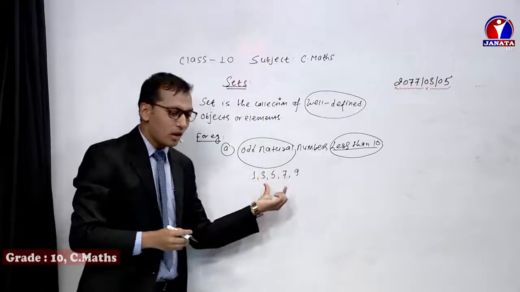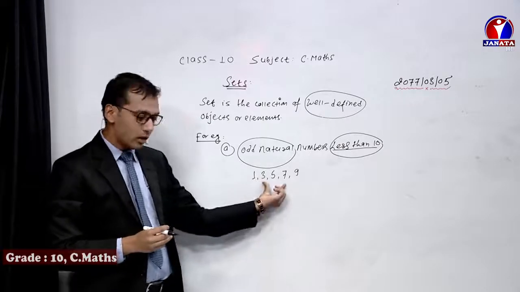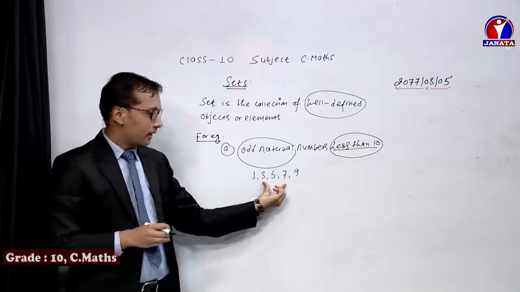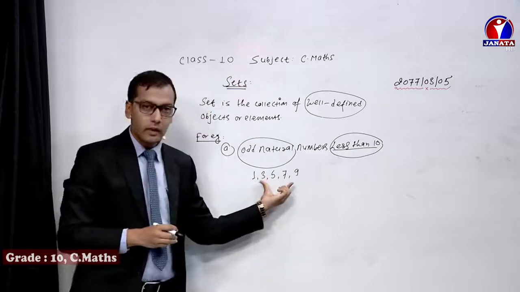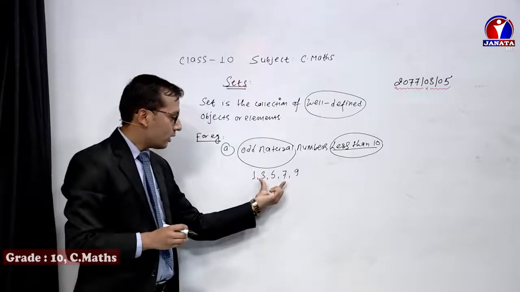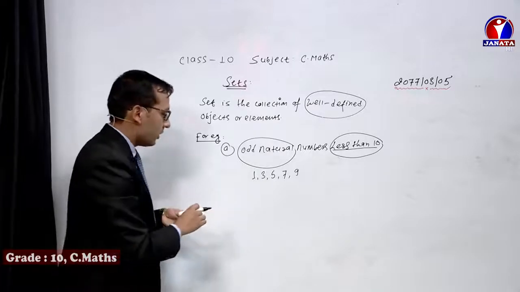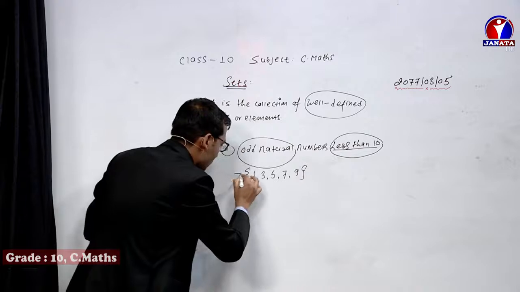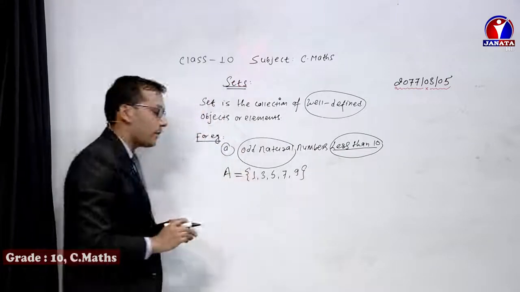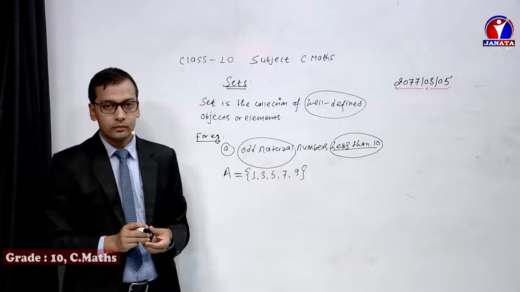So these numbers are odd, natural, but less than 10. So we can say here are 5 numbers. These are odd natural numbers less than 10. These numbers can form a set, and I can denote this set by capital A, and we insert the numbers in a bracket called a curly bracket.